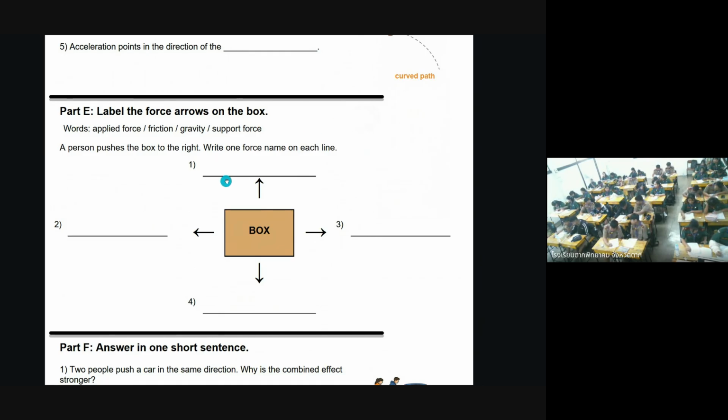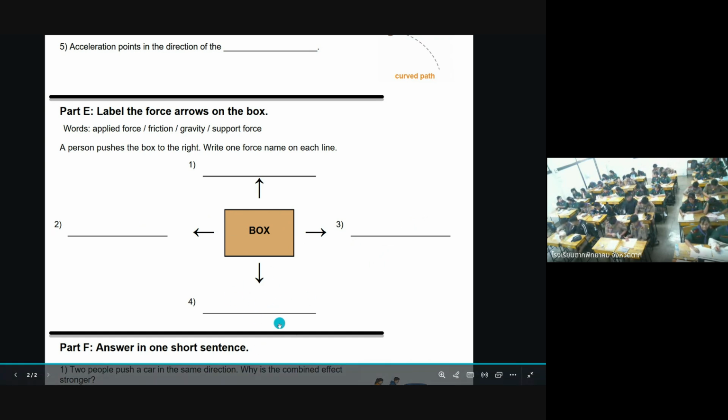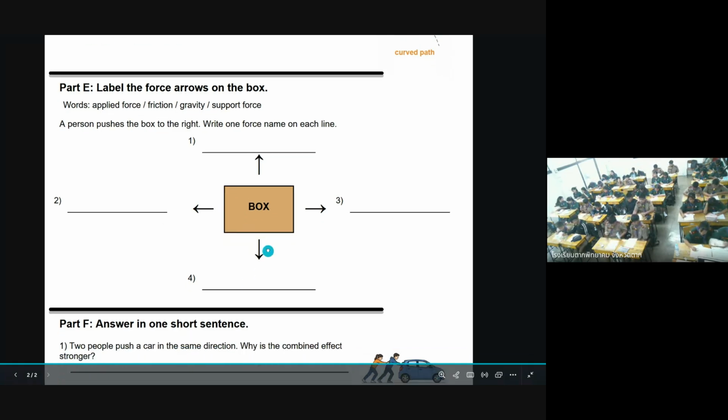Now, what is the first force? The first one is the support force. Second one, friction. Third one, applied force. And the fourth one, gravity force.